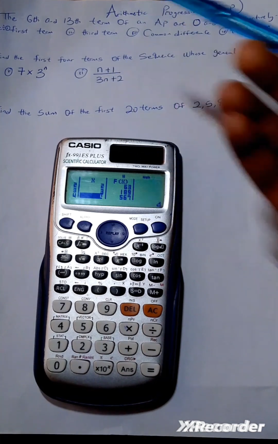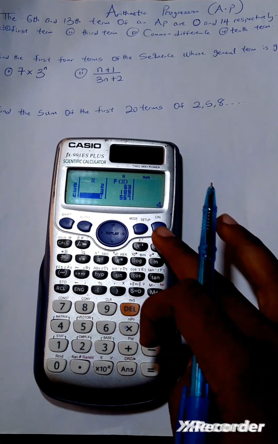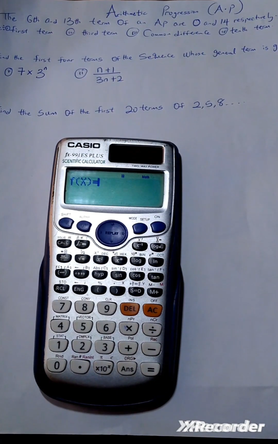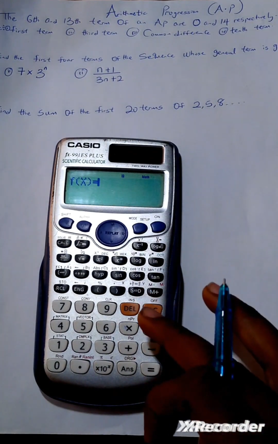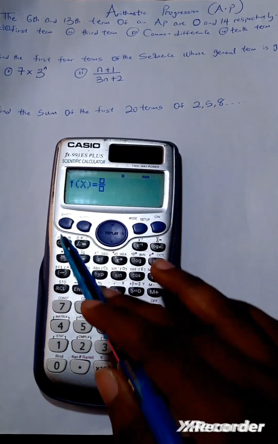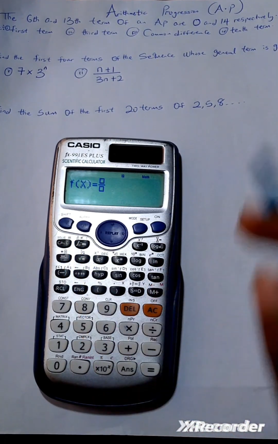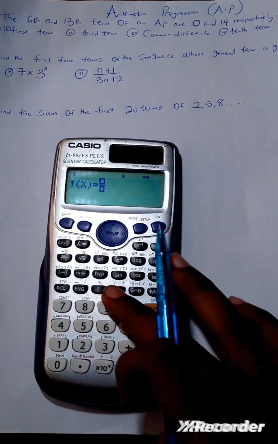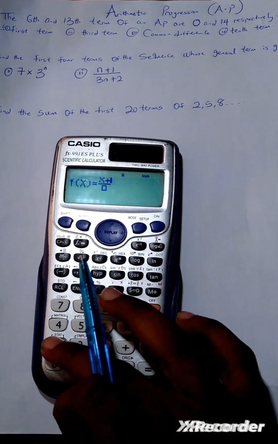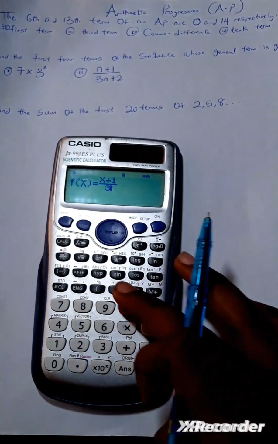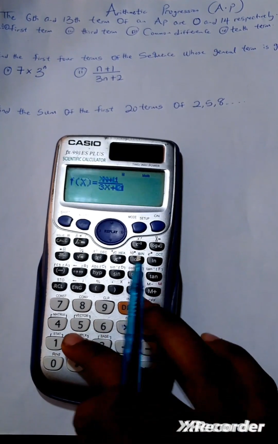Okay, let's move to question number 2. They said we should find the first 4 terms of this also. Now to solve this, just input it into your calculator. This is the fraction button, as you can see. So our n will represent x. So alpha x plus 1 over 3 alpha x plus 2.